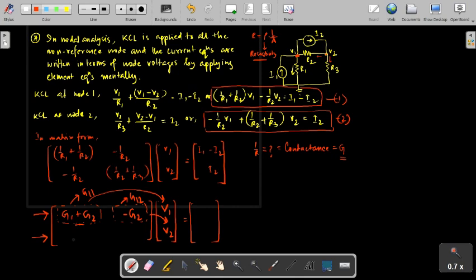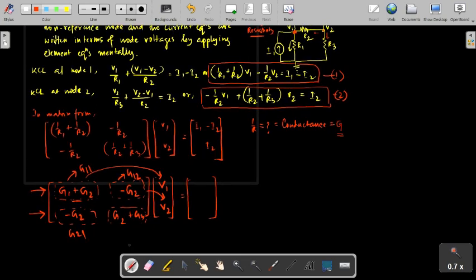Minus G2, because 1 by R2 is equal to G2. This portion is called G21. Between node 2 and node 1, the mutual conductance you have to put over here with a minus sign. And this portion will be G2 plus G3. Yes, this is the part which is G22.